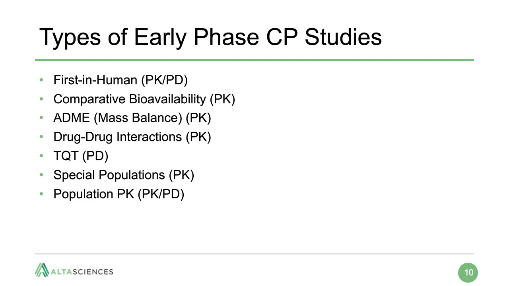Second is what doses should be used. So how large a dose will maximize efficacy with minimal toxic effects? What is the frequency of dosing to maintain effectiveness? Should it be dosed once a day, once a week? This requires information on pharmacokinetics of the drug from the first-in-human, comparative bioavailability, and ADME or mass balance studies.